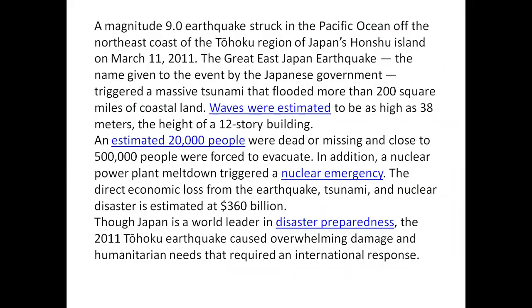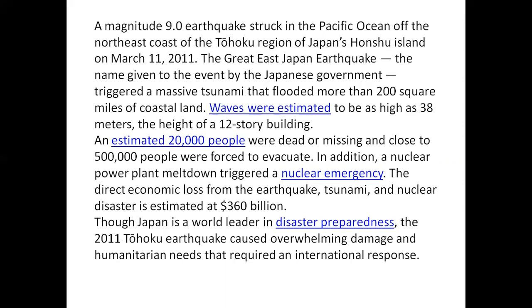Just reading this, a magnitude 9 earthquake struck in the Pacific Ocean off the northeast coast of Japan's Honshu Island on March the 11th, 2011, called the Great East Japan Earthquake. It triggered a massive tsunami that flooded more than 200 square miles of coastal land. We say that waves were estimated to be as high as 38 metres, height of a 12-storey building. Estimated 20,000 people were lost and close to 500,000 people were forced to evacuate.